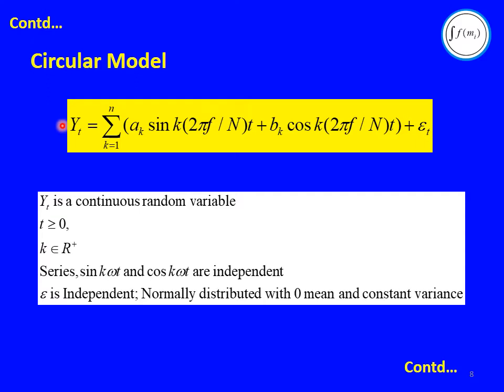So what my point of view was, a real valued function, a continuous random variable at time t, can be given as a summation of trigonometric functions plus a random error component. Fourier transformation, of course, is a mathematical function. That means it doesn't have a random error component. But the real life data following wave-like patterns, they have a random error. So this is the circular model. These are the model assumptions.